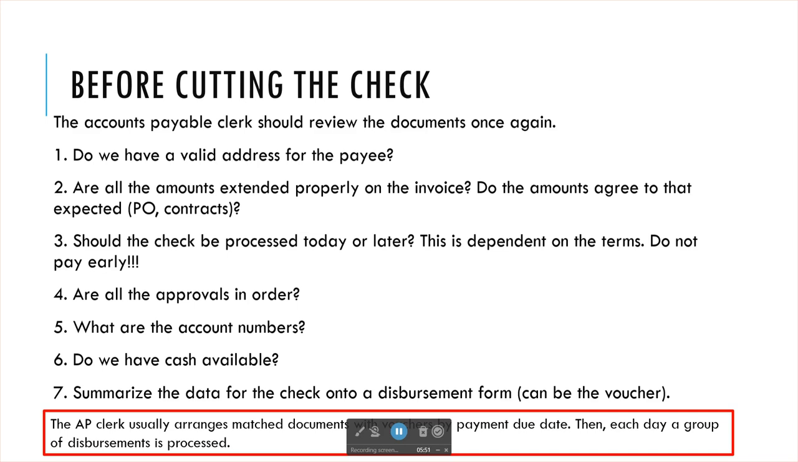Do we have all the approvals? This is just like a final check of everything. Is everything in order? And then what accounts are we going to be using? We need account numbers, and these are ledger account numbers, because when we actually process this check, we're going to have to put it in the disbursements journal, and for that we are going to need a debit account number. We have the credit account number. That will be to the cash, the operating cash account, which corresponds in our chart of accounts. This is very important: do we have cash available?